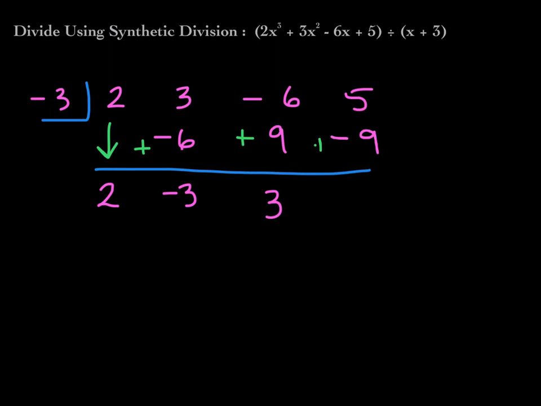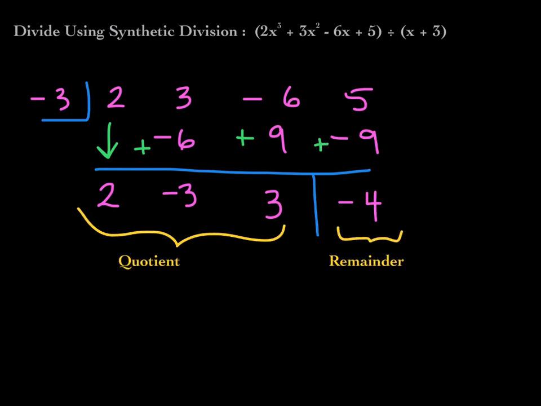Add. Negative 4. Many times I put a vertical bar here. This here is your quotient, and then this here is your remainder. Now, what's very important is the following, because I'm going to write down the answer. You're done. Look how short that is, guys. So it's all about getting down that pattern, right?